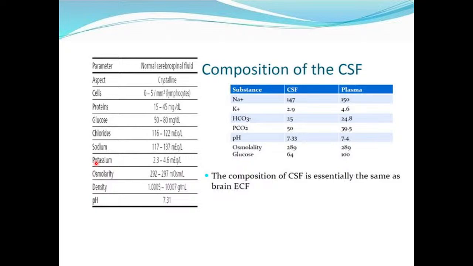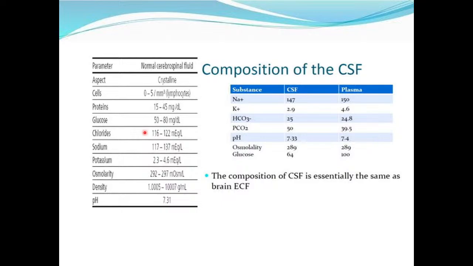So, what is the normal composition of CSF? We all know that cells could be up to 5, and mostly it is lymphocytes. Protein can be 15 to 45 milligram. It depends. In a later slide we are going to read about the composition in different stages or diseases. Glucose is approximately 1/3 of the serum glucose.